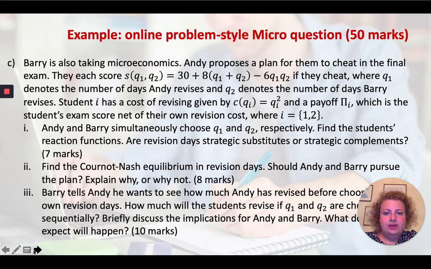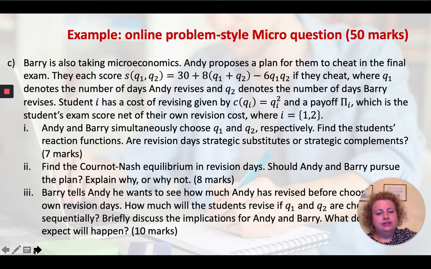And candidates were given, as you can see, an equation for the score, but also told that the cost of effort still applies, the cost of revision. So now students are asked to work out the reaction functions, figure out if revision days are strategic substitutes or complements, figure out the Cournot-Nash equilibrium, and establish whether Andy and Barry should pursue the plan of cheating or not, and to explain why or why not.